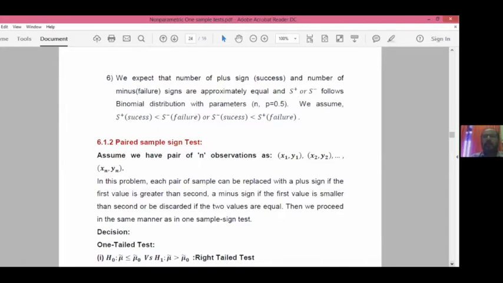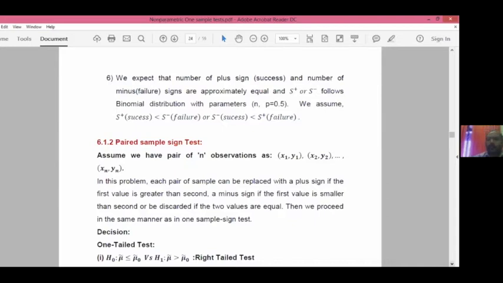And S plus or S minus follow a binomial distribution with parameters n and p. We assume S plus, the number of successes, is less than S minus, the number of failures. Or there is another possibility: the number of successes may be smaller than the number of failures. That is also possible, so we have to see both possibilities here.